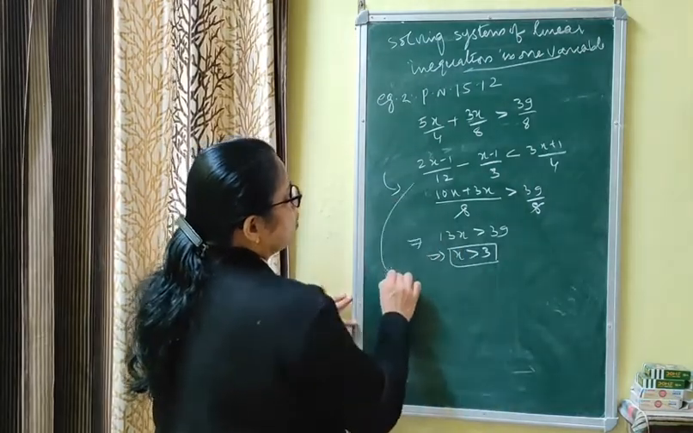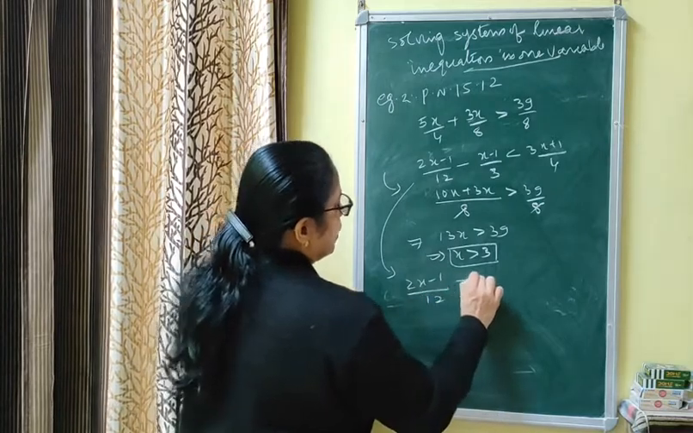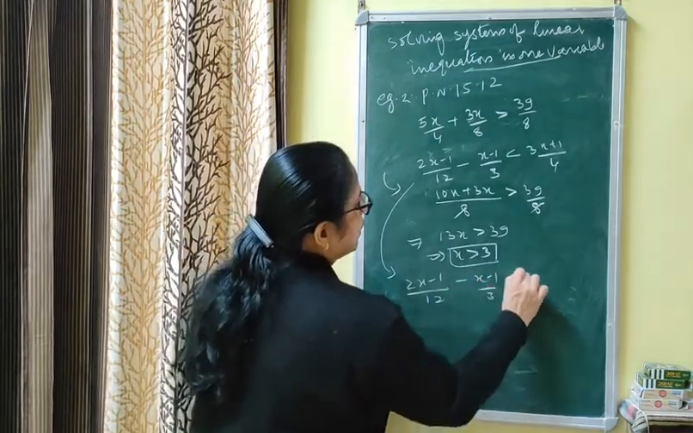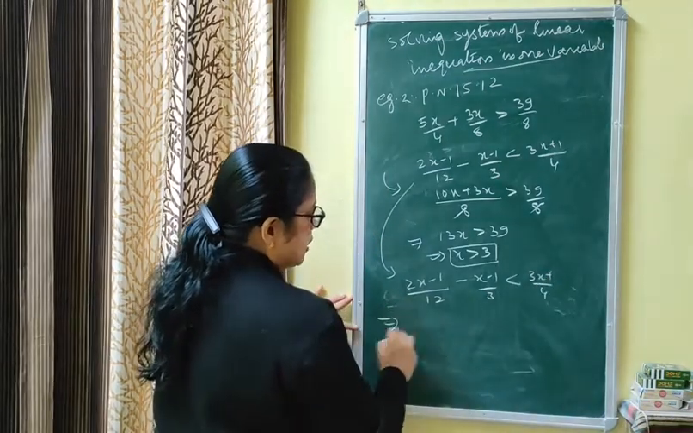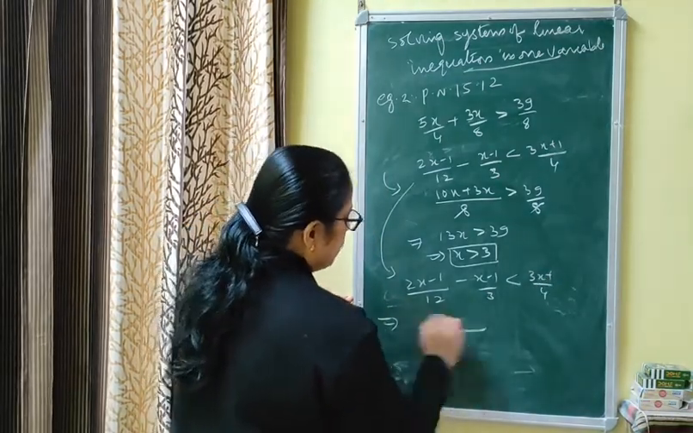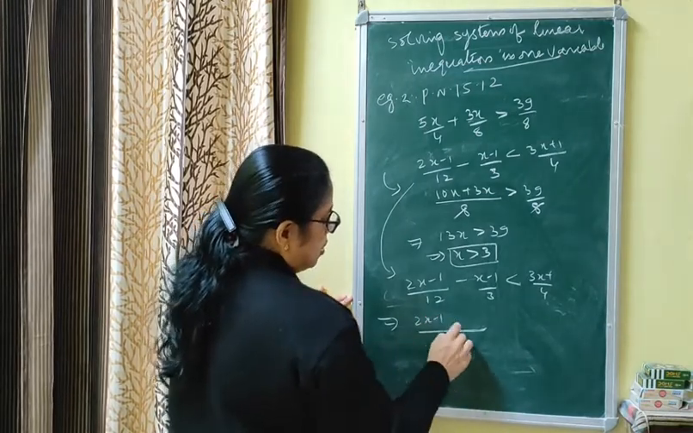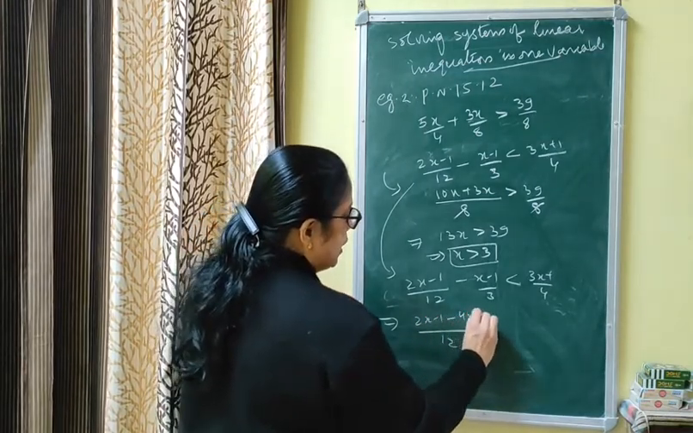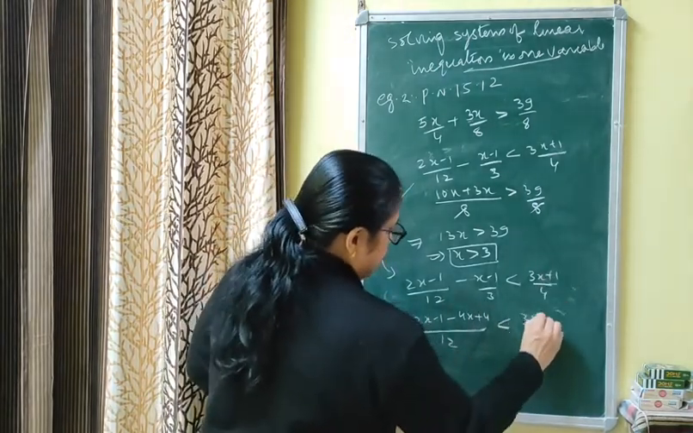Now second one is 2x minus 1 upon 12 minus x minus 1 upon 3 less than 3x plus 1 by 4, implies, by taking LCM, 2x minus 1 minus 4x plus 4 less than 3x plus 1 by 4.